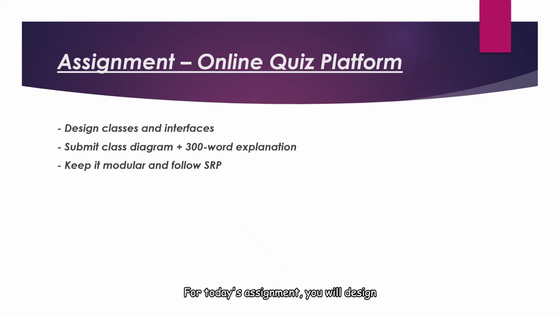For today's assignment, you will design an online quiz platform. Identify the key entities like Question, Quiz, User, Submission, and so on. Think about which classes should interact, which behaviors belong in interfaces, and how to apply SRP. Your submission should include a UML class diagram and a short write-up, around 300 words, explaining your design choices. This is your opportunity to showcase your understanding of modular class design, abstraction, and system organization.